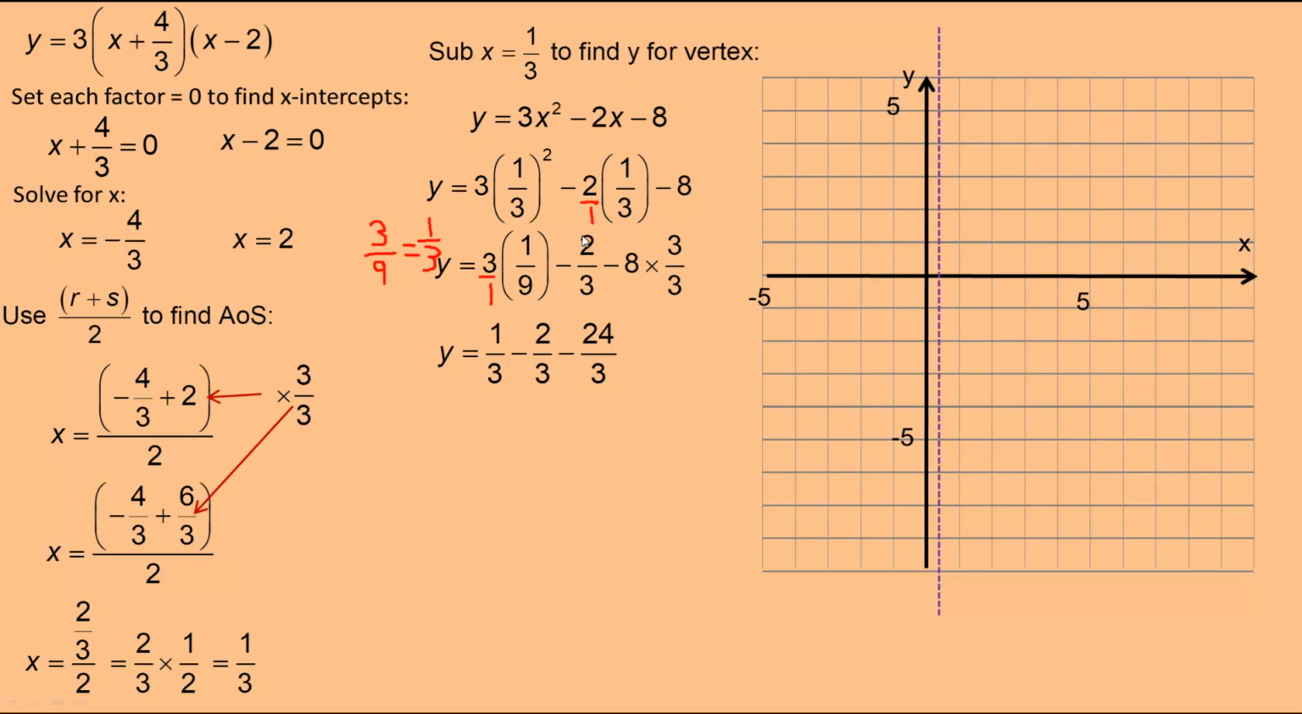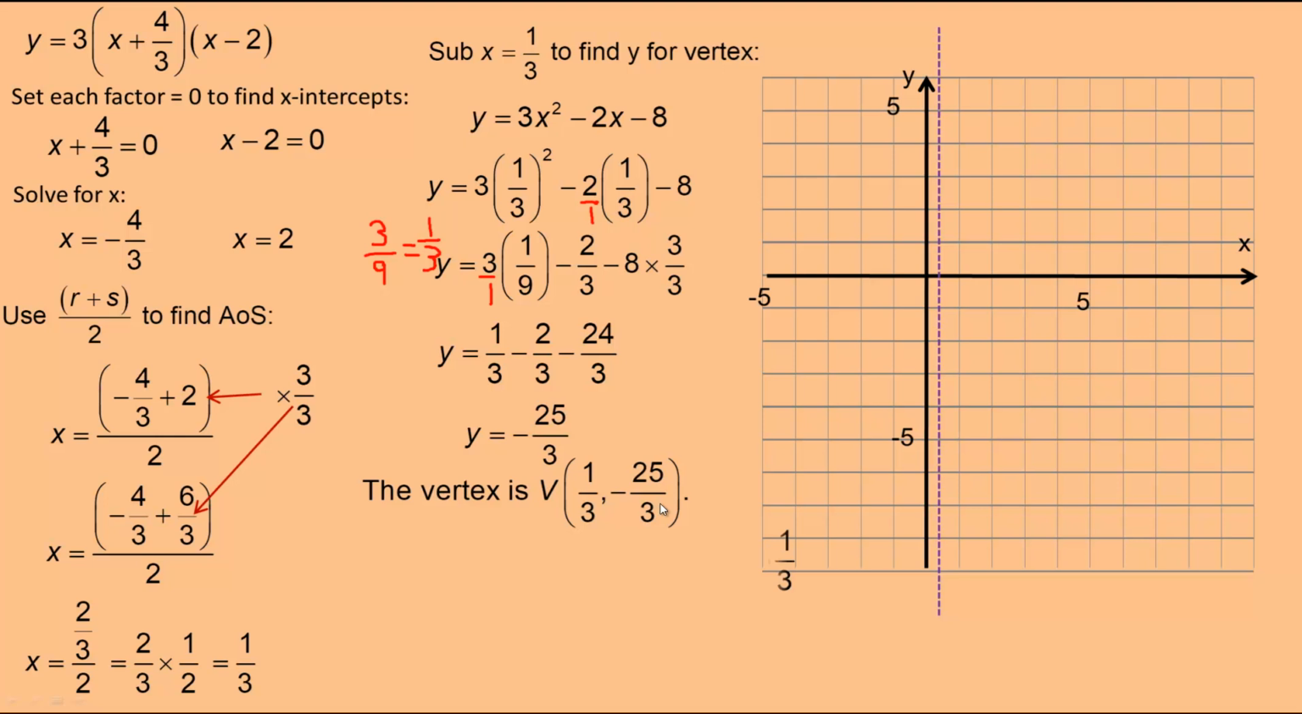So that's a third minus the 2/3, and negative 8 times 3 is negative 24. There's a 1 here in the denominator. 1 times 3 is 3, so notice I have the same denominator for all these. So 1 minus 2 is negative 1, minus 24 is negative 25 thirds, so that's the y-coordinate of the vertex. So the vertex's exact coordinates would be 1/3 for x, negative 25/3 for y.